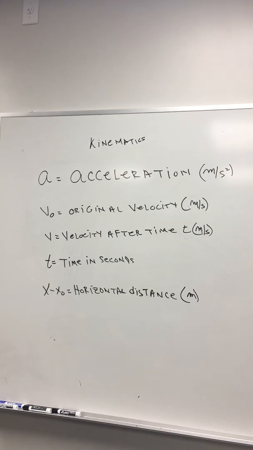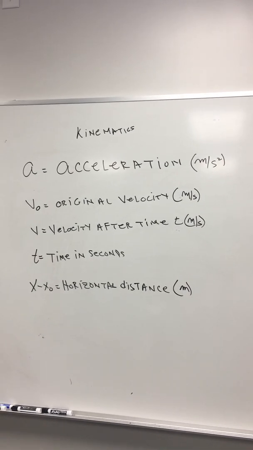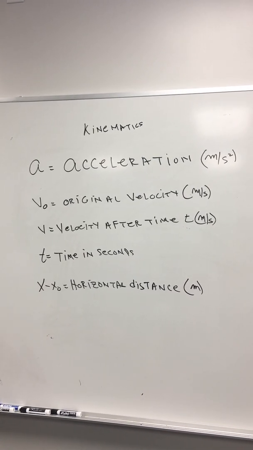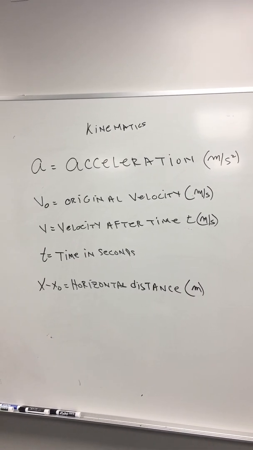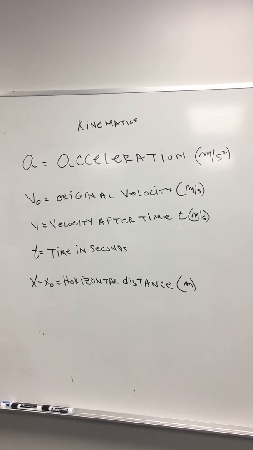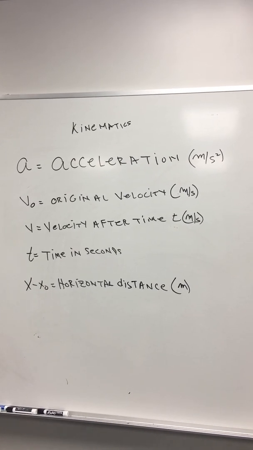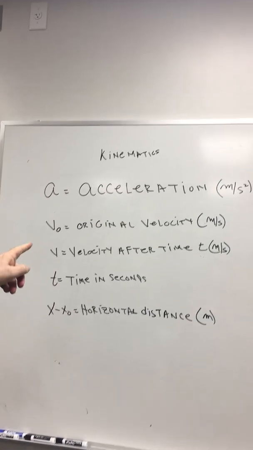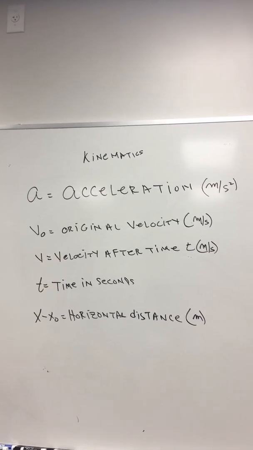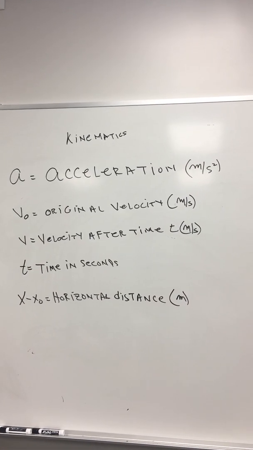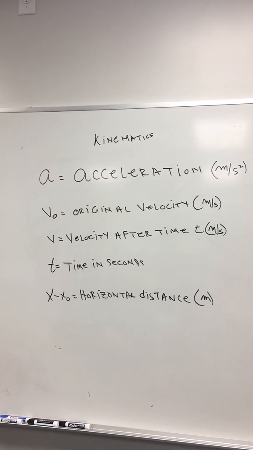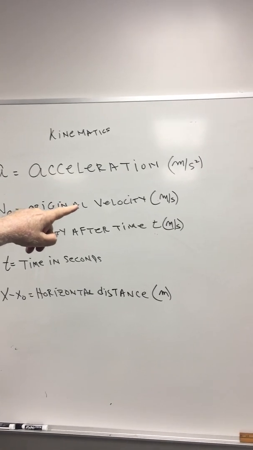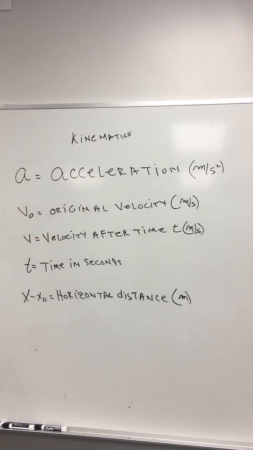V sub 0, that's the initial velocity. Like if your car is at rest, it's not moving, your initial velocity or original velocity would be 0. If you're traveling at 30 miles per hour, then the original velocity would be 30 miles per hour. Next to the symbol V sub 0, in parentheses it says m/s. That means meters per second. In acceleration, m/s squared, that's meters per second squared.